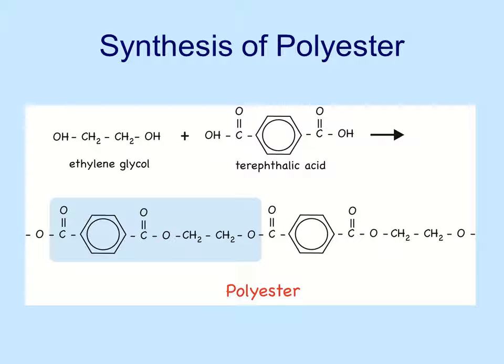If we're making polyester, we've got a similar situation. We have ethylene glycol and terephthalic acid, so we have the reaction between an alcohol and a carboxylic acid, and the same process can take place and continue to build the polyester that way.